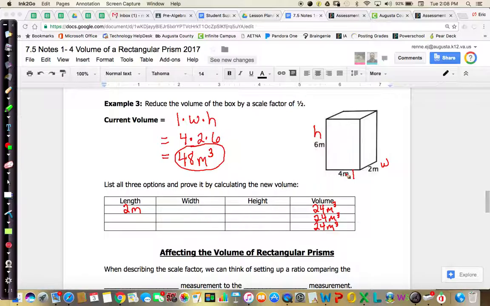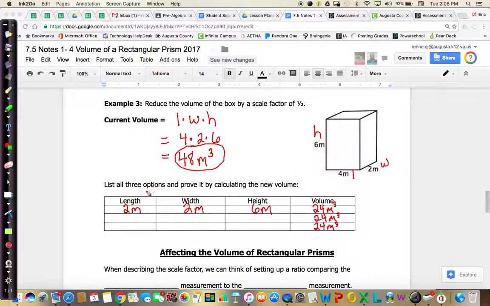And if we changed one attribute by 1/2, the other ones need to remain the same. So the original width is 2 meters, and the original height is 6 meters. And let's verify that it gives us 24. 2 times 2 is 4. 4 times 6 is 24. So yes, those measurements are correct.